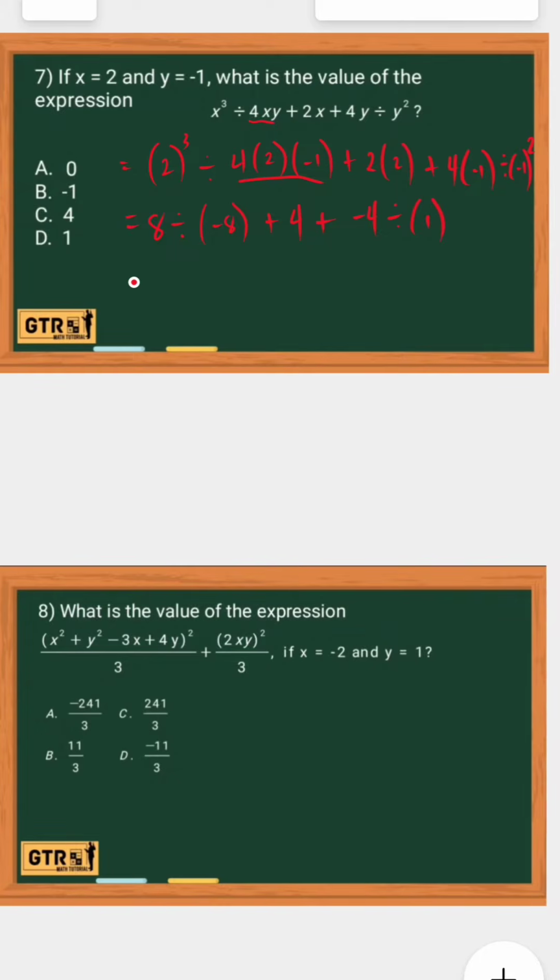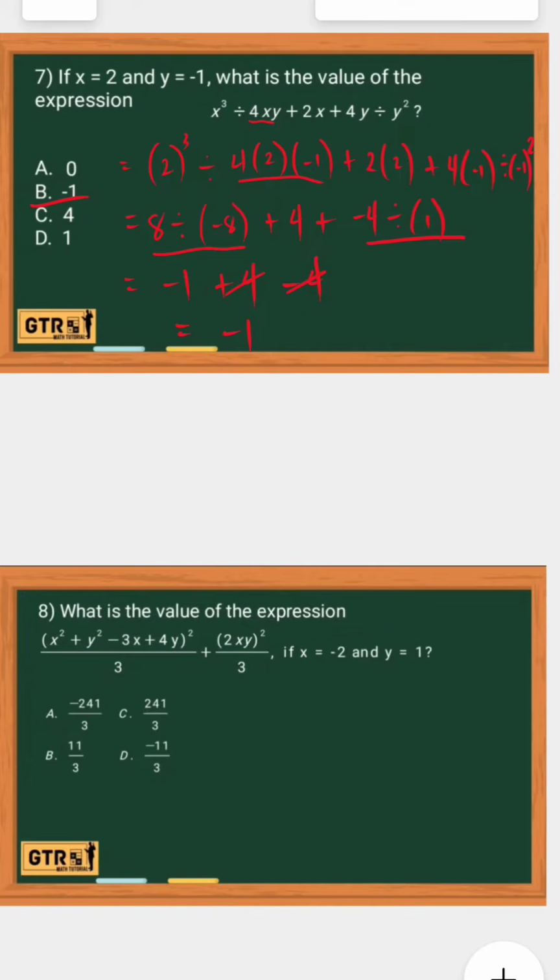Okay, so PEMDAS, so unahin natin yung mga division. 8 divided by -8, that is -1. Then itong isa, division din. So just copy, plus 4, and then -4 divided by 1, that is still -4. Then, so combine na. So 4 minus 4, pag addition and subtraction, pwedeng sabay-sabay na yun. So we have 4 minus 4, so this is 0. So therefore, the answer is negative 1, which is letter B.